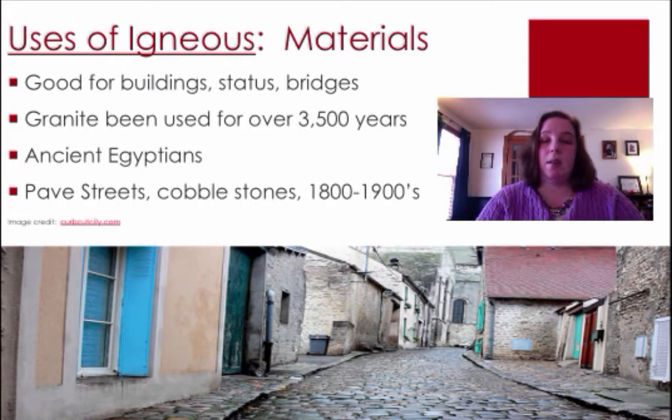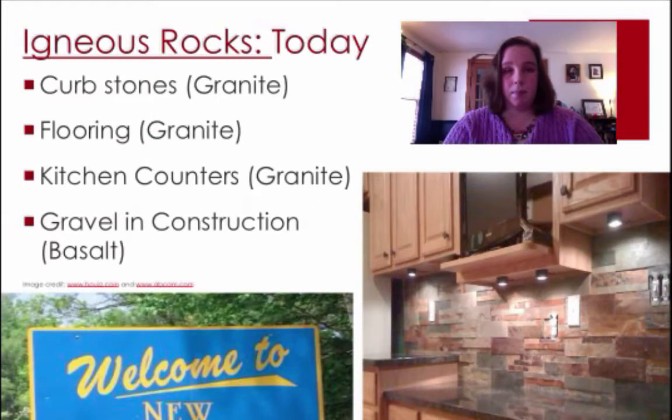Other uses of igneous rock include materials. We use them for buildings and statues and bridges. We, as in humans, have used granite for about 3,500 years as building materials. The ancient Egyptians liked to use granite, and back in the 1800s to 1900s we used it to pave streets, and you get things like a cobblestone road that you see here.